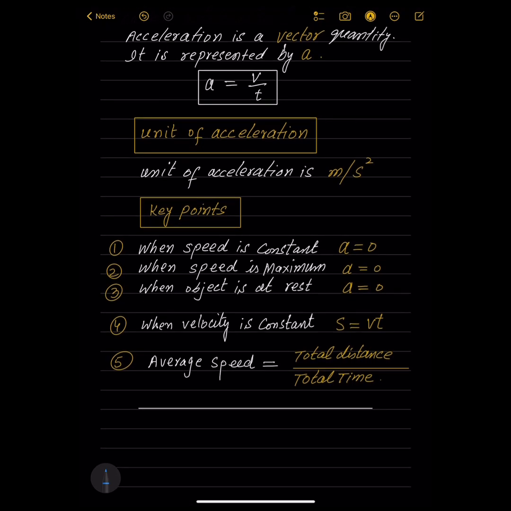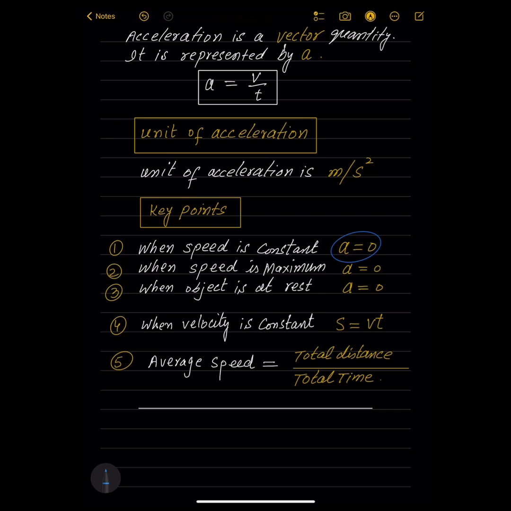So there are key points for this topic, which will be very useful to solve the problems of kinematics. When the speed is constant, it will be written in the question statement that the speed is constant. This means that acceleration is 0. Speed constant means there is no change in speed. This means that acceleration is 0.